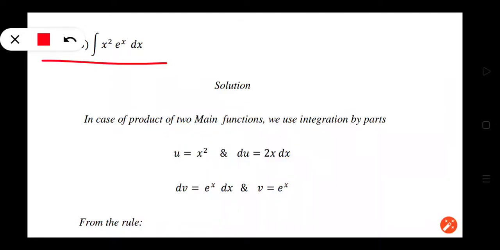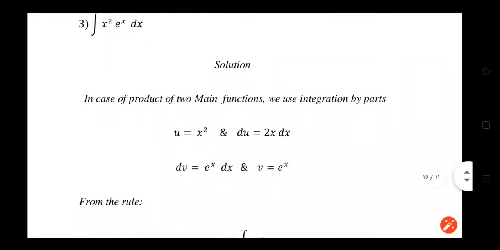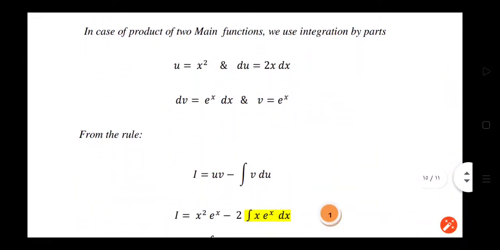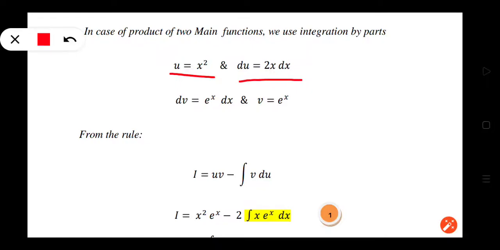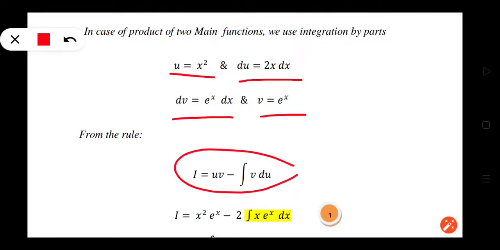The first key is the derivative of the power of a, d by dx for x not equal... x squared. So we will use integration by parts. Let us put x squared as u, then du equals 2x dx, and dv equals e power x dx, so v equals e power x, and we use the rule of integration by parts.